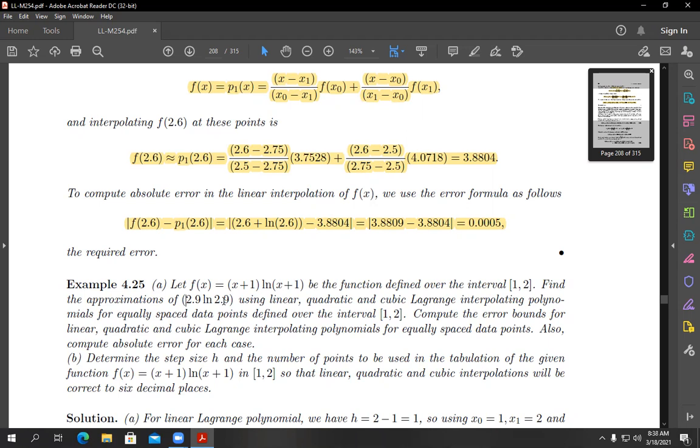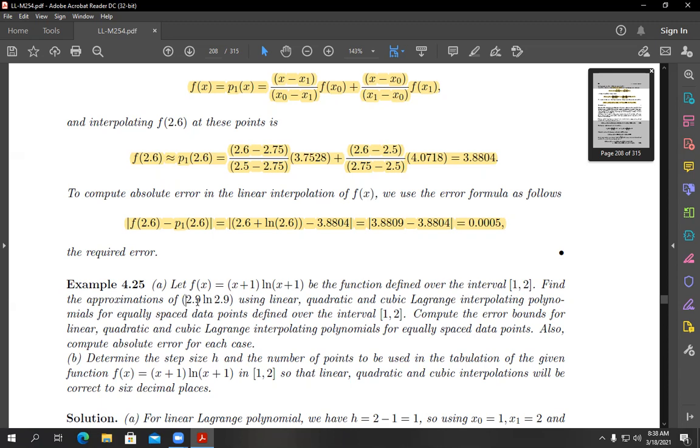If I put 1.9 ln 1.9. 0.9 is not in the interval. Yes, this is the issue. What is your x? x is 0.9, and 0.9 is not in this interval. And when 0.9 is not inside, this is not interpolation.